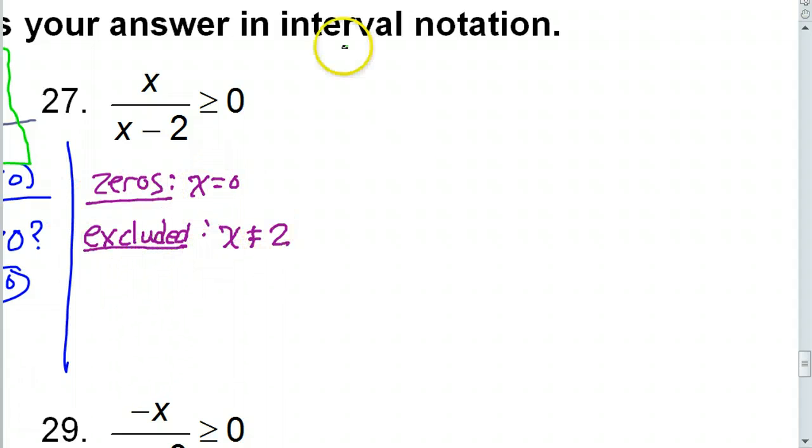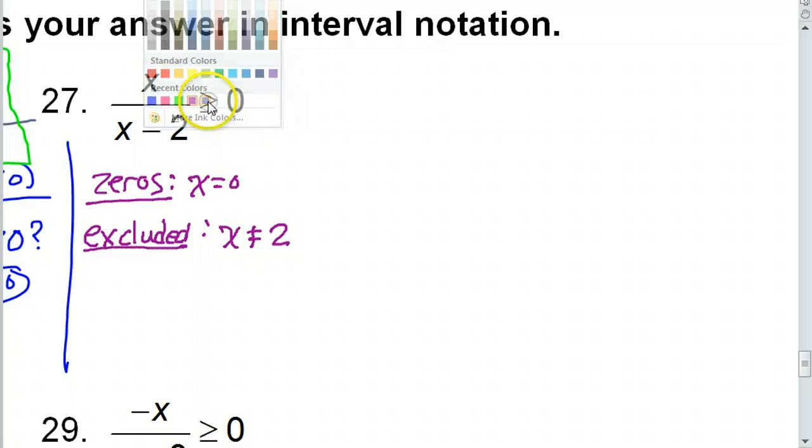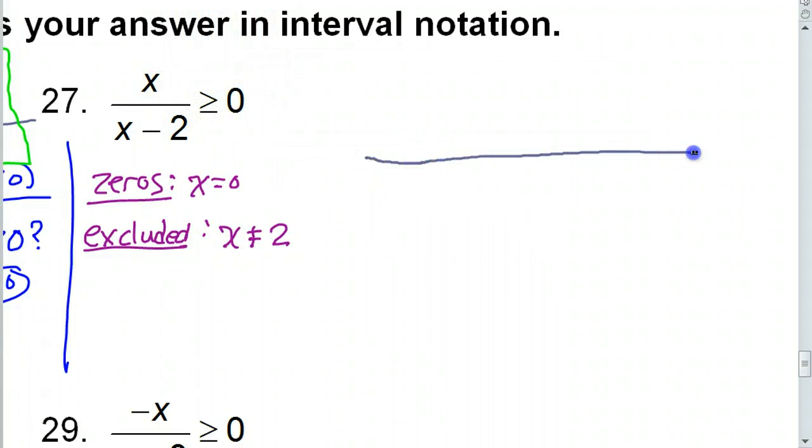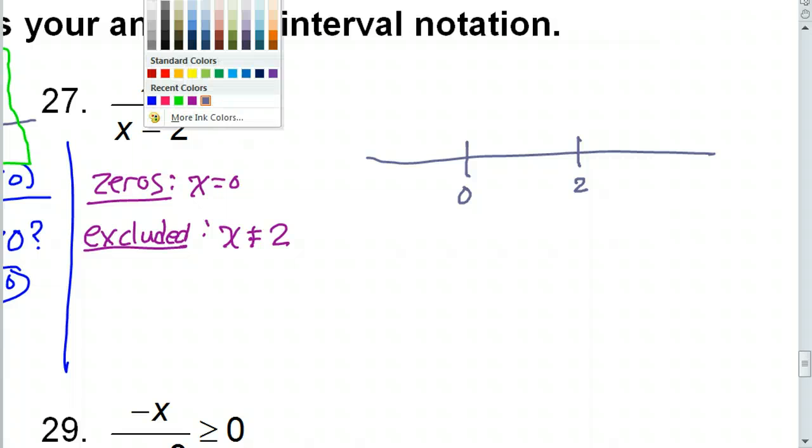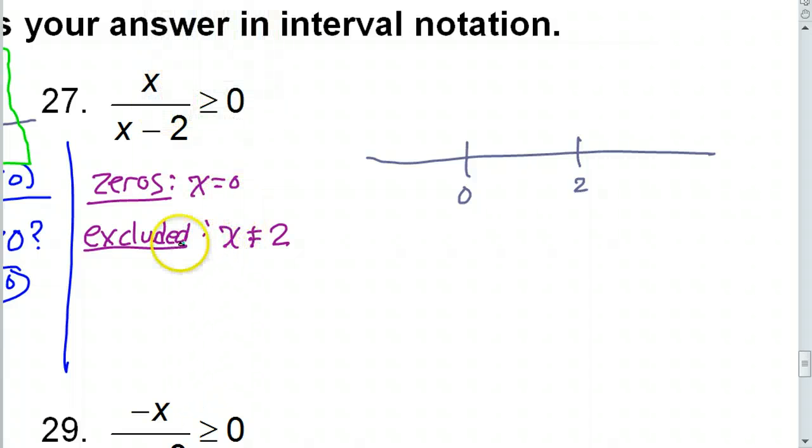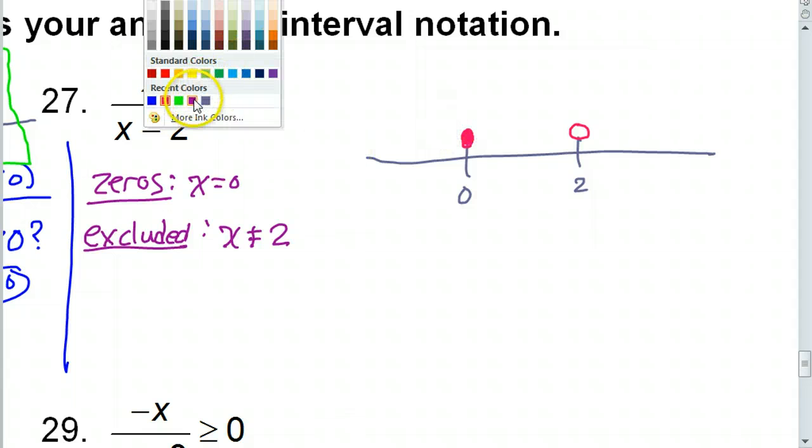Based on that, we can go ahead and set up our number line. So we're dealing with 0 and 2, and we're thinking open circle or closed circle. Again, excluded values are always going to be open circles because open circle means excluded. On the other hand, zeros are sometimes included. If it says greater than or equal to 0, they're telling us to include the zeros. So we will include the 0 by making it a closed circle. Then let's set up and do some test values.